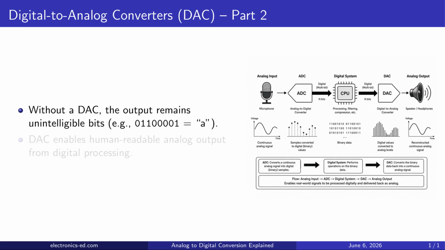For instance, 01100001 might represent the letter A, but you can't hear it. So the DAC is what enables a human-readable analog output after all that digital processing.